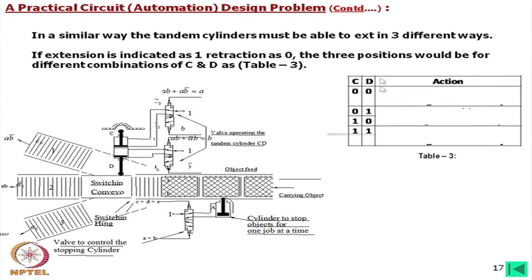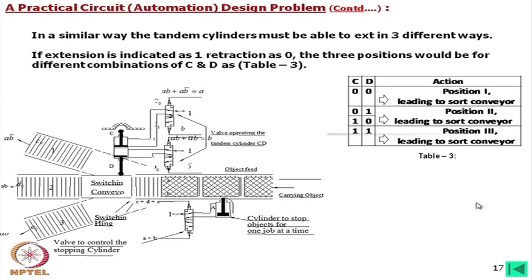Now, it is like that C, D, that is, we have named these cylinders A, B, C, D. C and D, this is 0. The action is that position 1 is leading to a short conveyor. Now, this is 0, 1 or 1, 0, position 2 leading to another short conveyor, and position 3 leading to a short conveyor. I mean, this is position 1, position 2 and position 3.